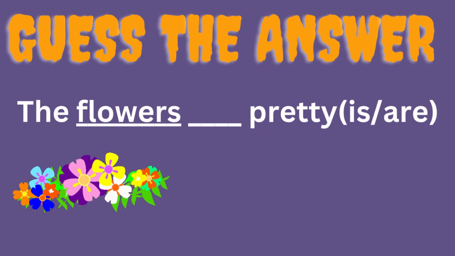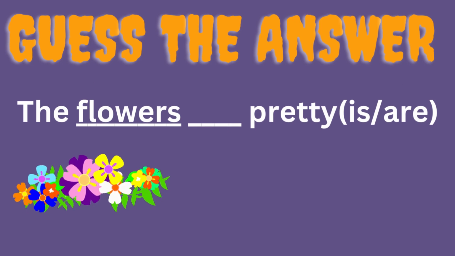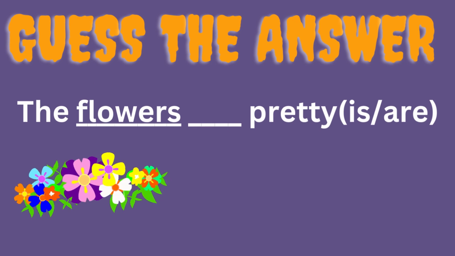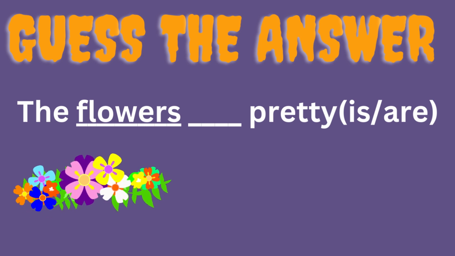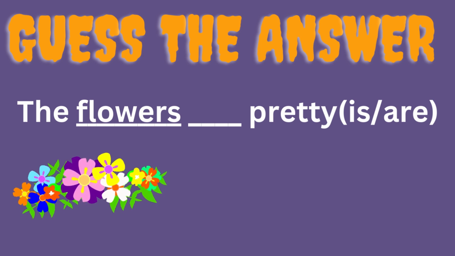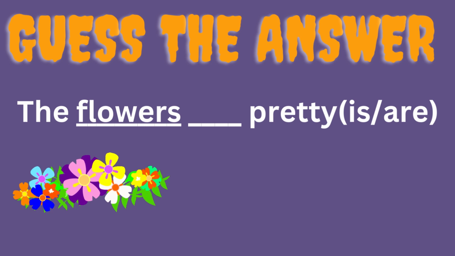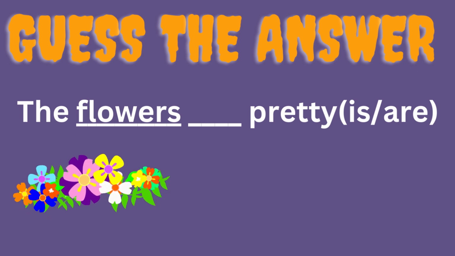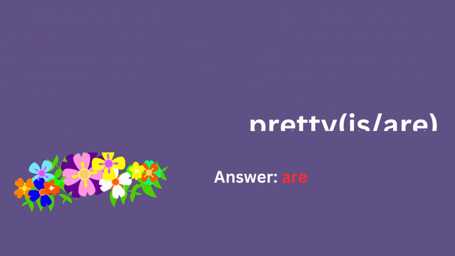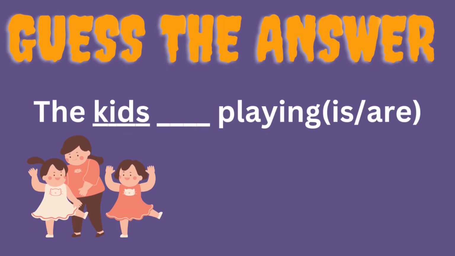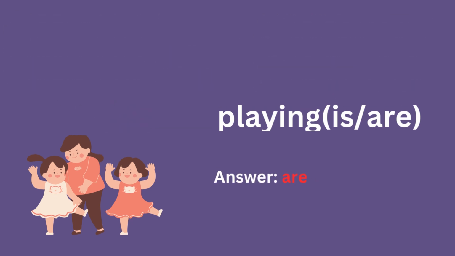I hope you got the clarity in using is and are correctly. Let's check your understanding. The flowers dash pretty, is or are? Here the subject, flowers, is plural, so the answer is are. Next one, the kids dash playing, is or are? If you see in this, the subject, kids, is plural, so the answer is are.